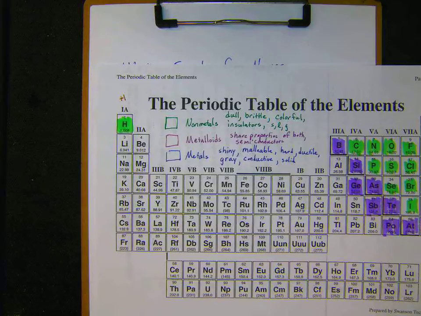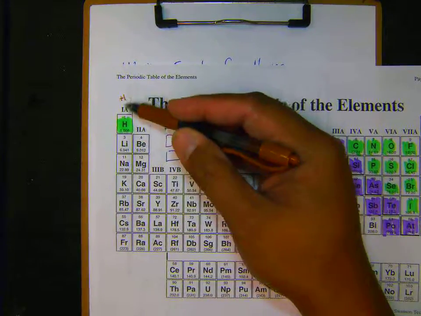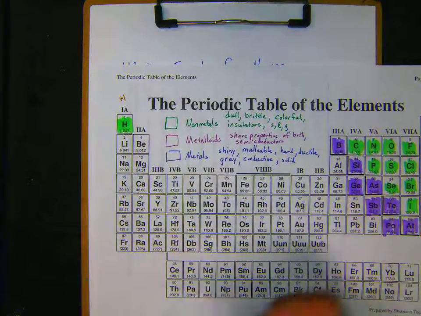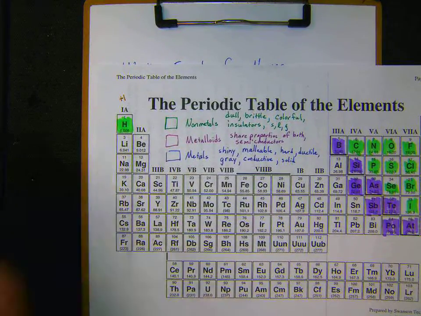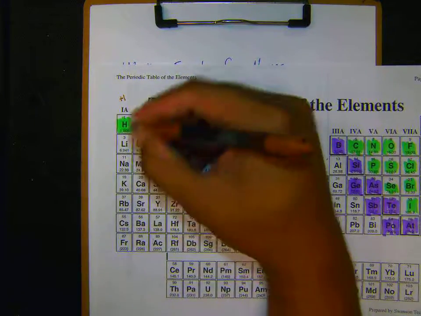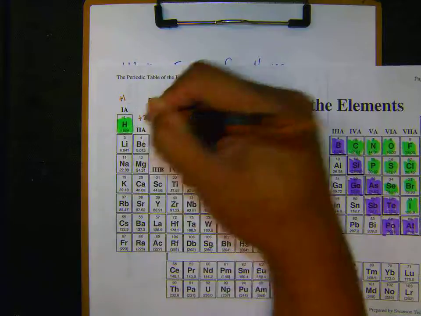So hydrogen, even though it's a non-metal, sometimes acts like a metal, because it's in a column of metals. But it's still a non-metal. It just has properties of a non-metal sometimes, or a metal sometimes. All right, everything here has a charge of +2.